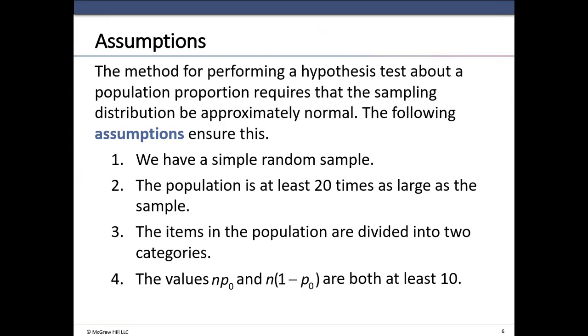Now you might be asking, we already know n is the sample size. So what is p0? p0 is the value in the null hypothesis. So what they're saying here in number 4 is n times p0, or the number of successes, assuming p0 in the null hypothesis to be true. n times p0 is the number of successes in the sample, and n times (1 minus p0) is the number of failures in the sample of size n. Both of them should be greater than or equal to 10. At least 10 means the minimum is 10. It can be greater than 10.